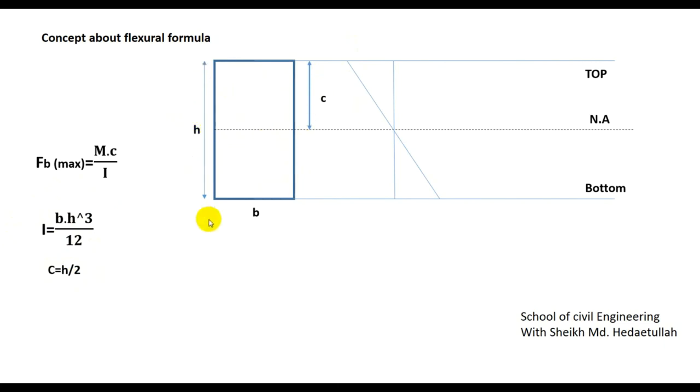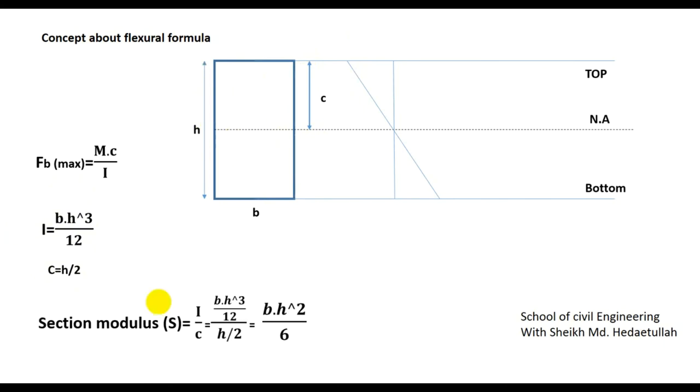After that, section modulus. From here we can also find the section modulus, S equal to I by c. Section modulus is the ratio of moment of inertia and half of height. If we put the values of I and c here, then this is the equation of section modulus.